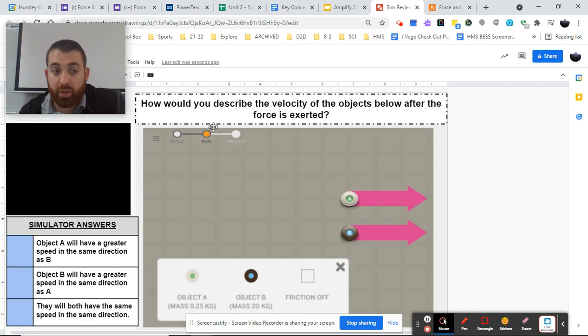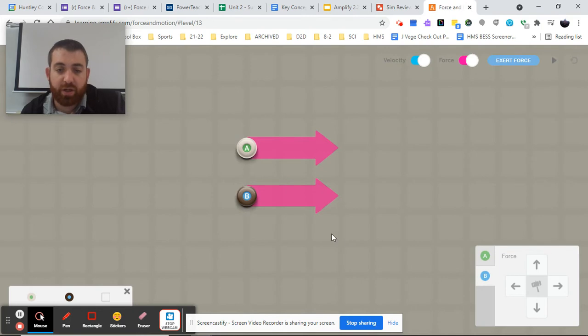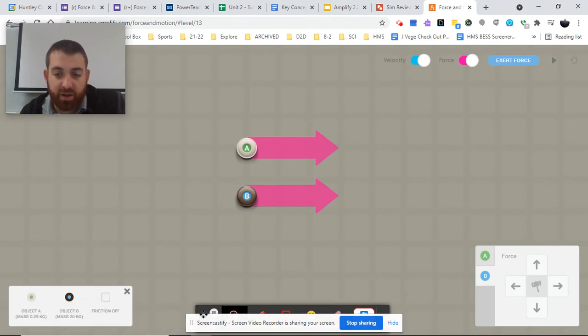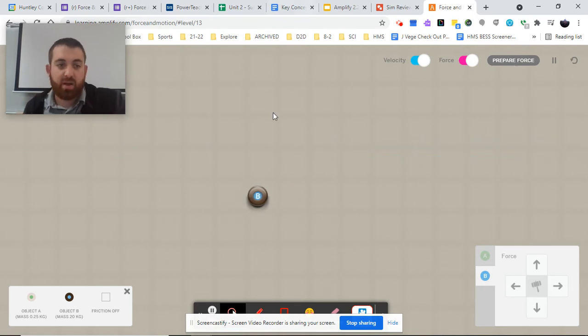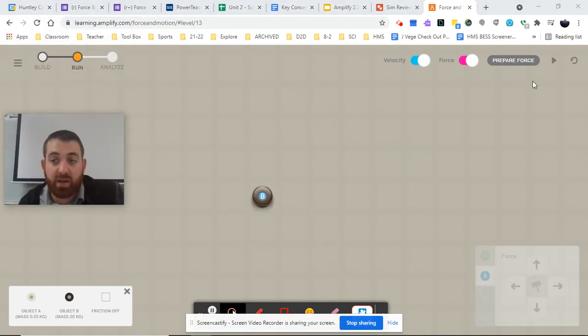All right, think we got it? Let's take a look. We have our object A and B. We have our simulation here. We have our two masses and our two forces. When we hit exert force, we can clearly see the differences in speed and direction.